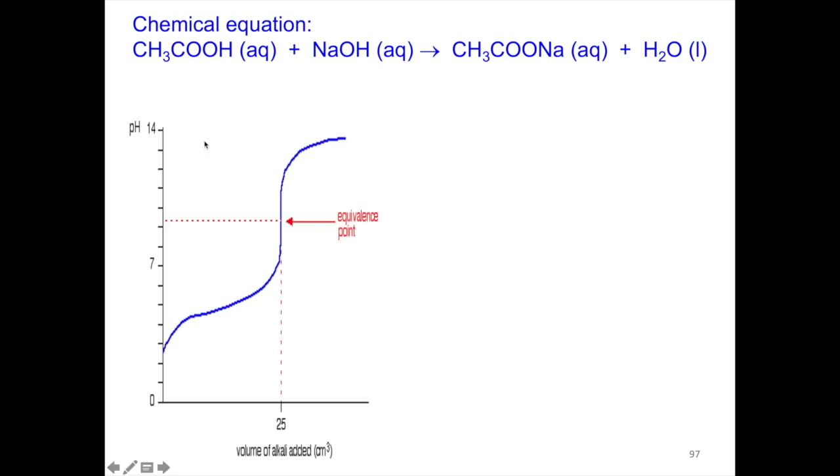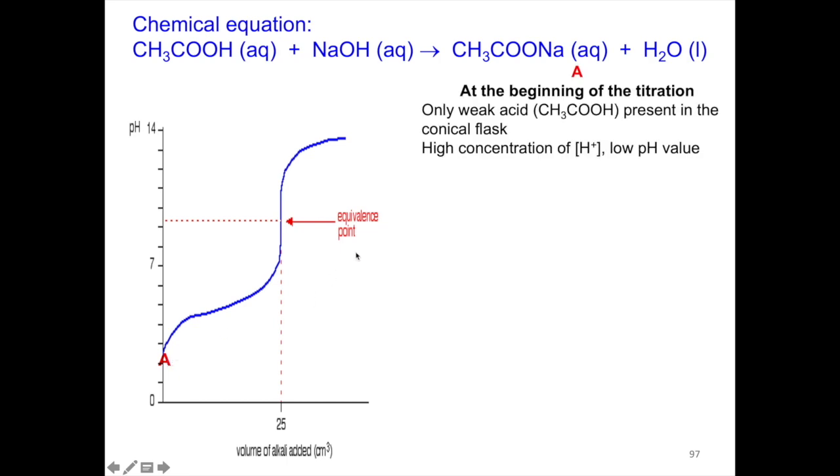So this is the titration curve, pH against the volume of alkali added. The alkali here is sodium hydroxide. At point A, the beginning of the titration, only weak acid is present in the conical flask, so it has high concentrations of H+ and low pH value. At this point, the pH of weak acid is slightly higher than strong acid, so the pH is going to start around 2 and above.